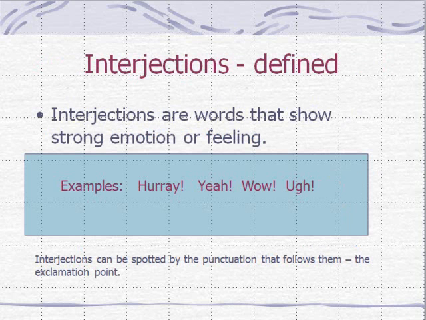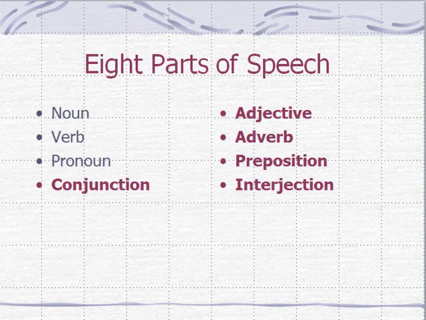The last of the eight parts of speech is the interjection. Interjections are words that show strong emotion or feeling, and they're the only single words really that we can use to make complete thoughts, that we can punctuate and capitalize like a sentence. And here are some examples. Hooray, yeah, wow, and ugh. All of these convey complete thoughts, and you'll notice they end in exclamation points.